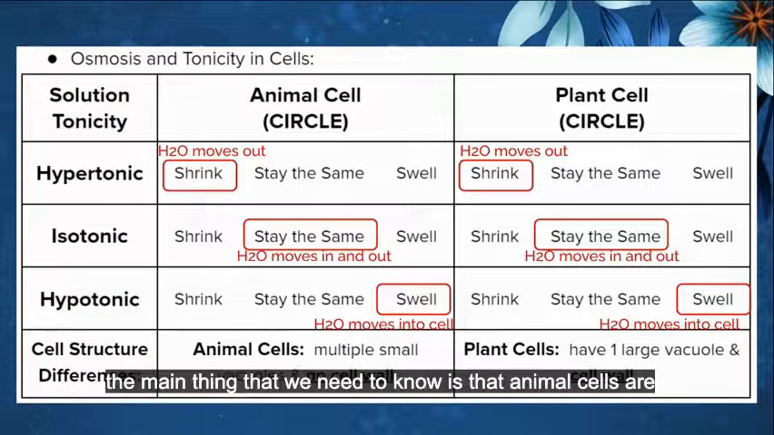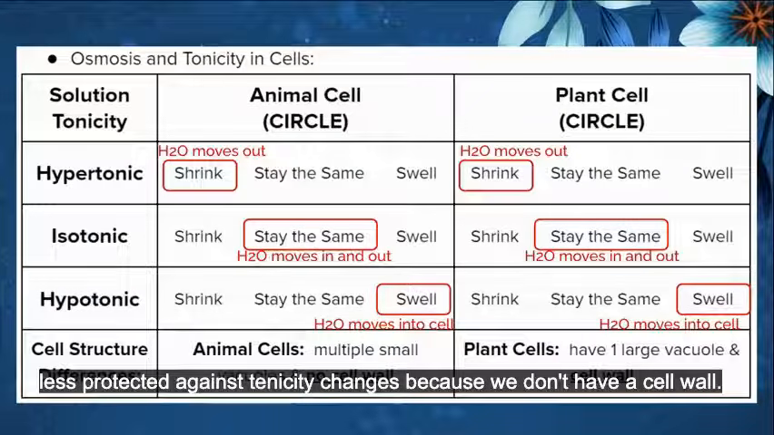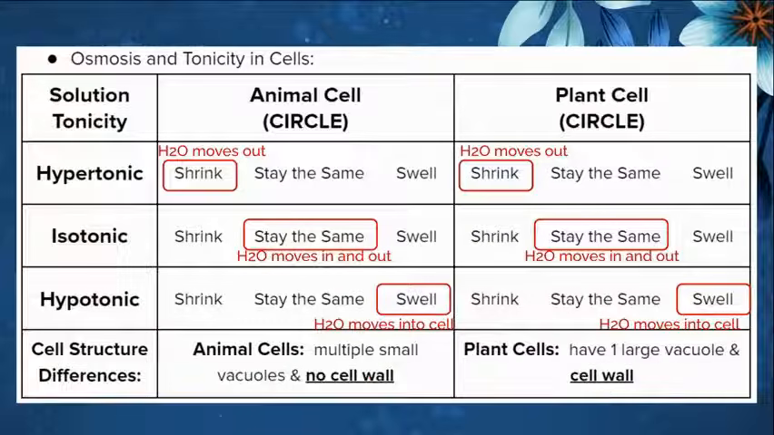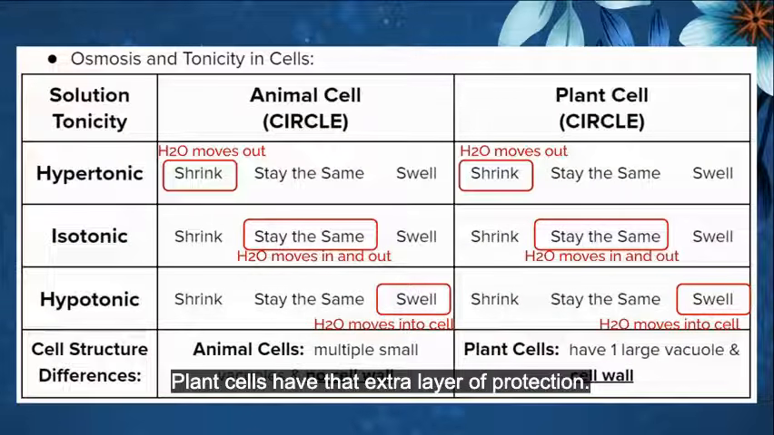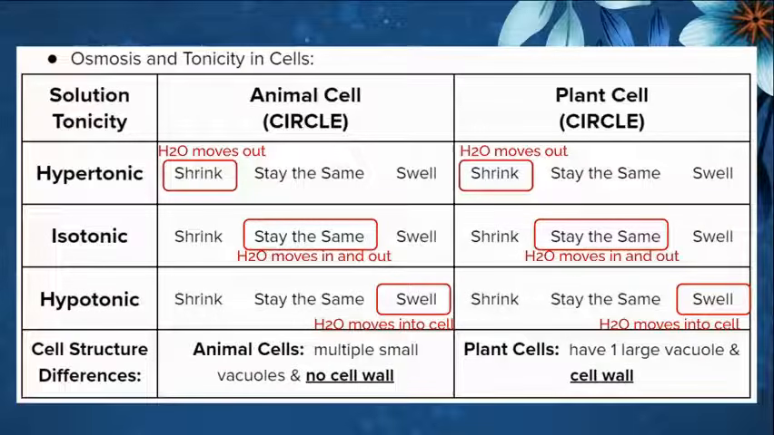The main thing that we need to know is that animal cells are less protected against tonicity changes because we don't have a cell wall. Plant cells have that extra layer of protection.